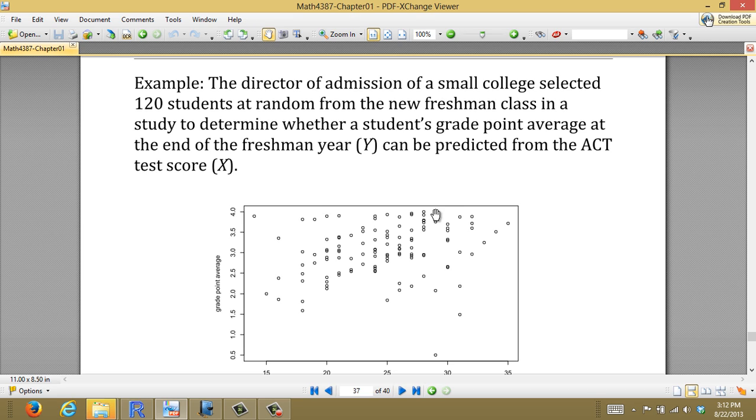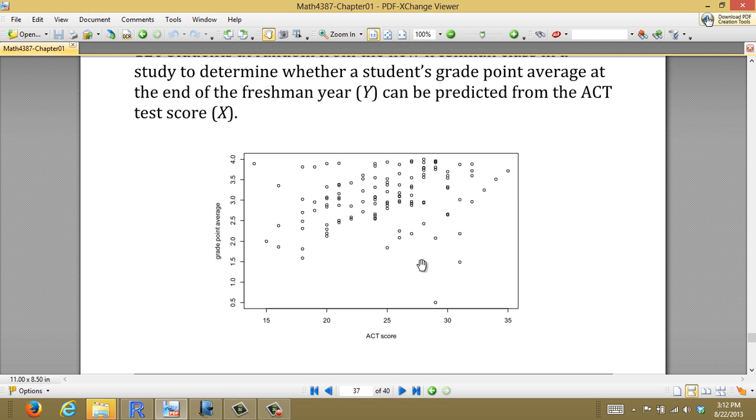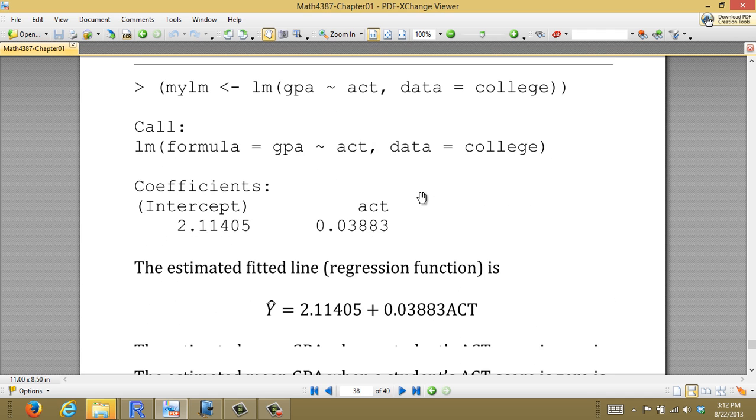So the director of admission of a small college selected 120 students at random from the new freshman class in an effort to determine whether a student's grade point average at the end of their freshman year could be predicted using their ACT test score that they used to get into the college. So here's a plot of the ACT scores versus grade point average. And this relationship doesn't follow a straight line as closely as our previous example, but we still might be able to gain some information by fitting a simple linear regression model to this particular data set.